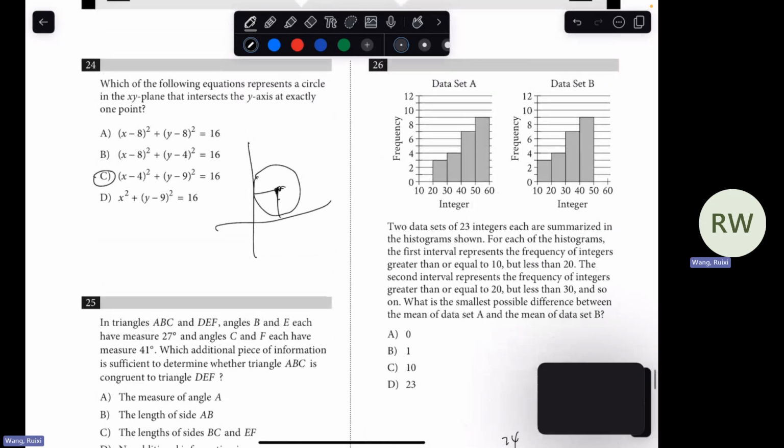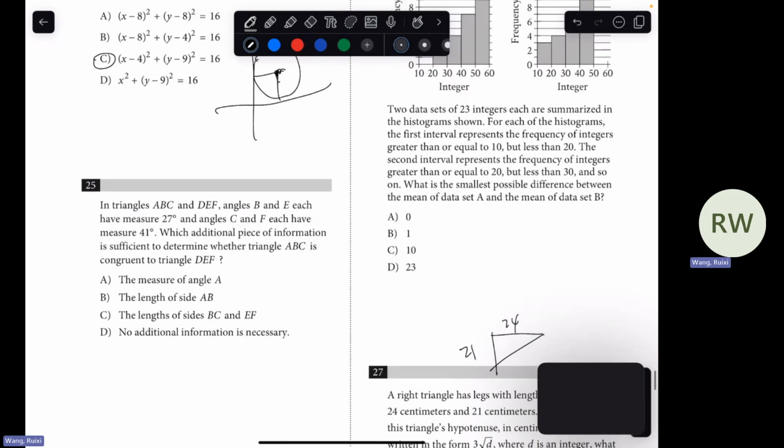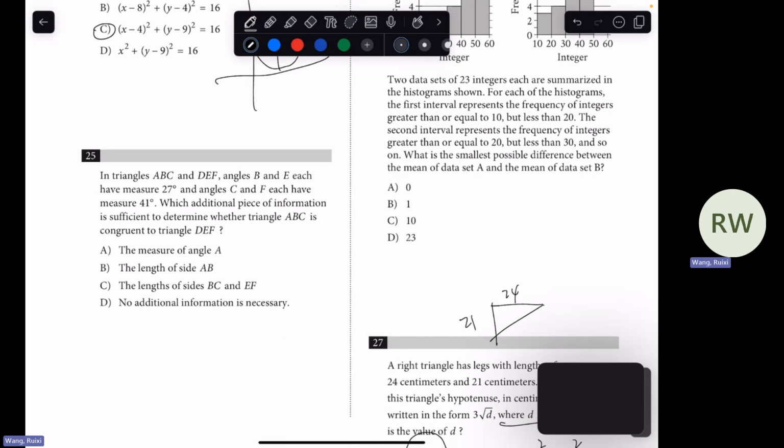So this is a word problem. I'm going to do that last. Let's do this one first. Geometry. A, B, C, D, E, F. They have the same measure, B, E. Let's draw stripes. So A, B, C, B, E, F. All right. So these two are equal.